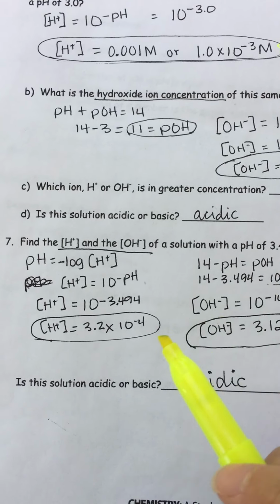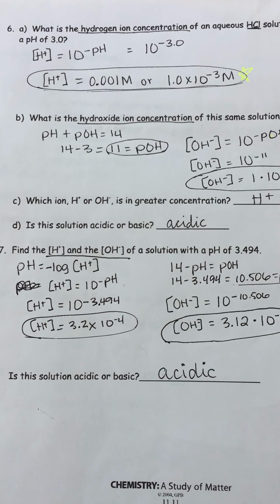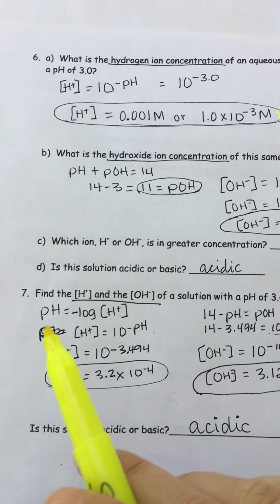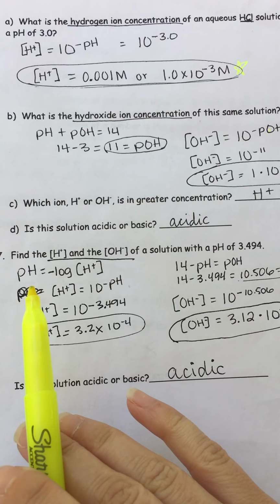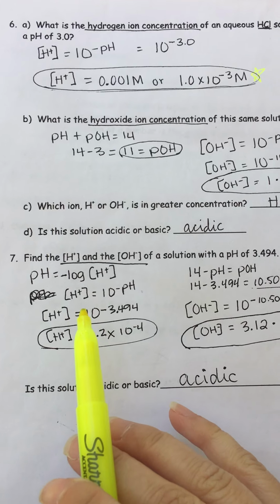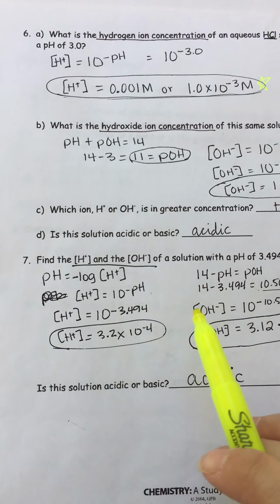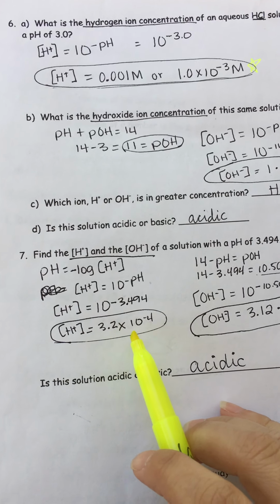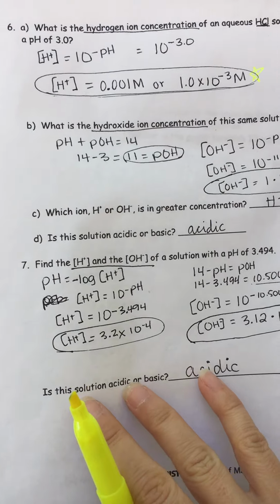Number 7. Find the H plus and the OH negative in a solution with a pH of 3.494, which is a few too many digits, but we're going to work with it. Finding the H plus is not so bad. We know that the hydrogen concentration is equal to 10 to the negative pH, so 10 to the negative 3.494, and we get a hydrogen concentration of around 3.2 times 10 to the negative 4.